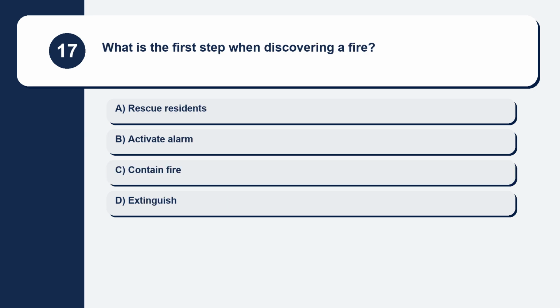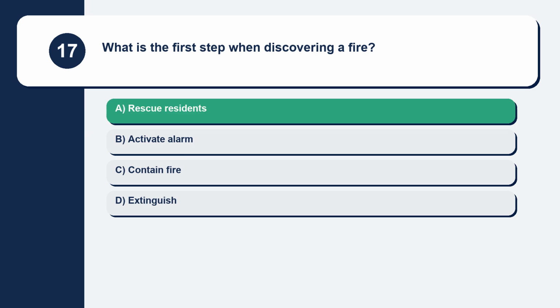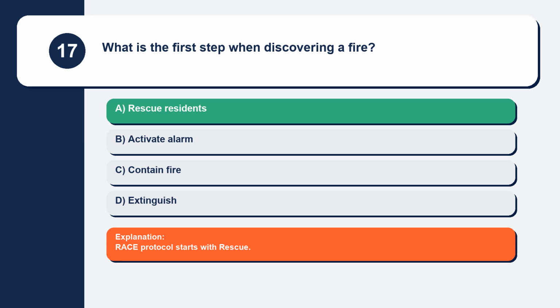Question 17. What is the first step when discovering a fire? Rescue residents, activate alarm, contain fire, extinguish. RACE protocol starts with rescue.